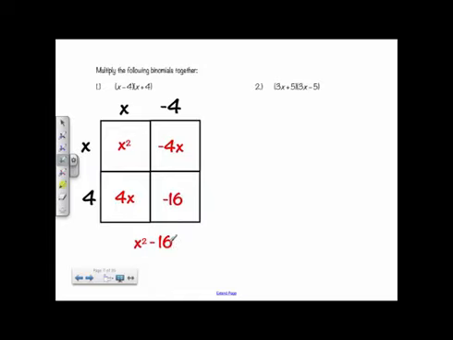Question number 2, I want you to do the same thing. Please go through and multiply it on your own. Use the distributive property this time, please, and then compare your answer with mine.